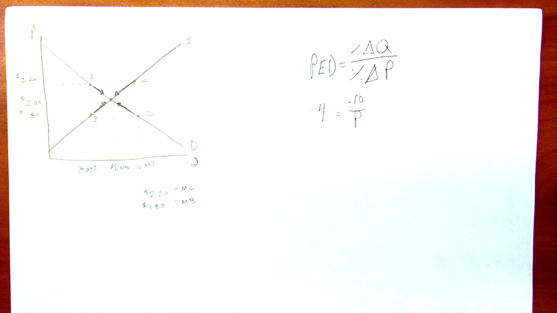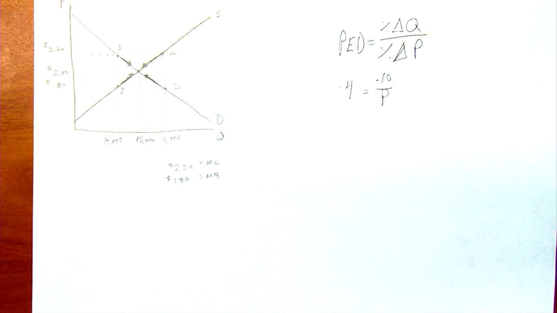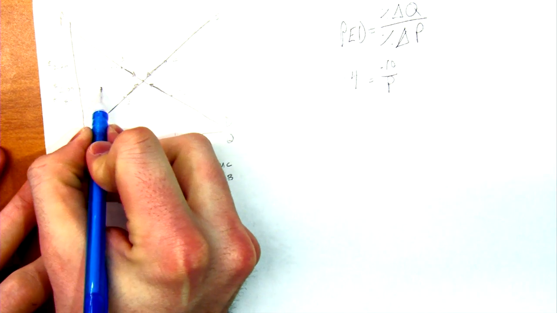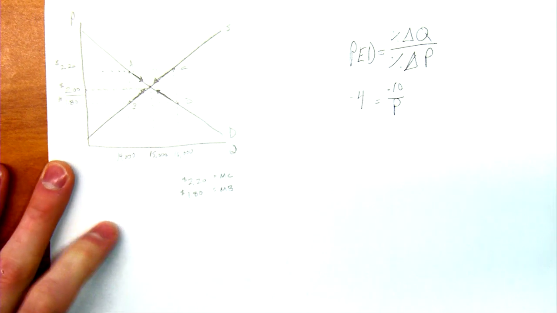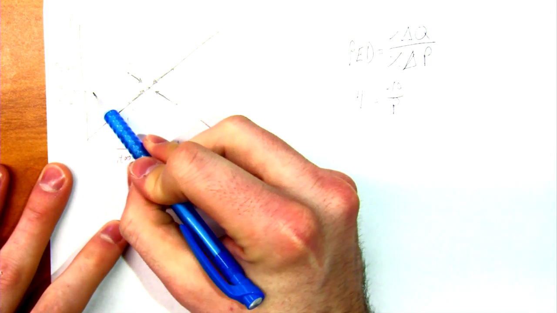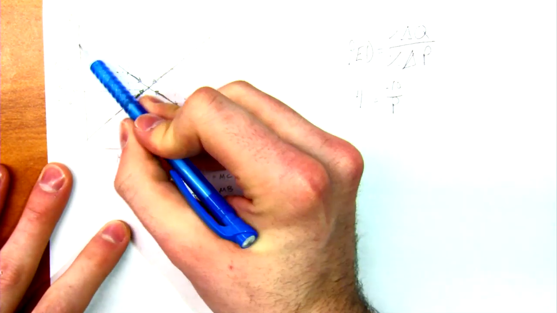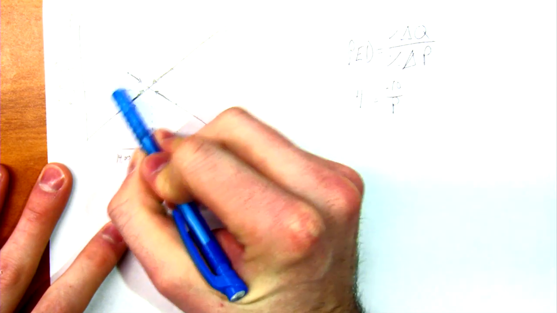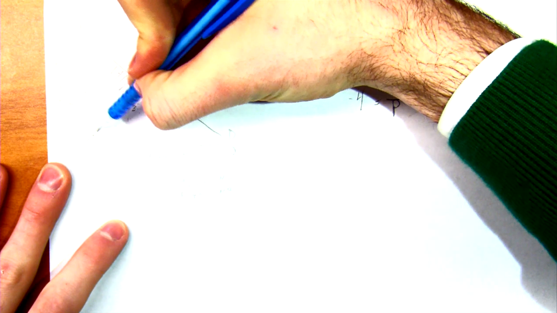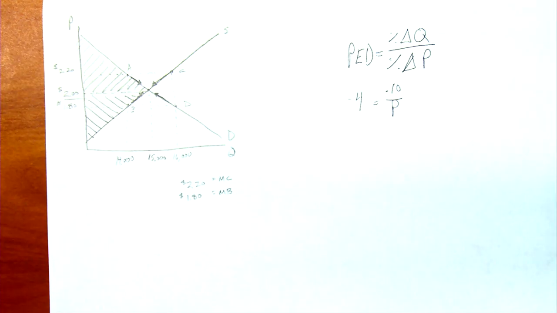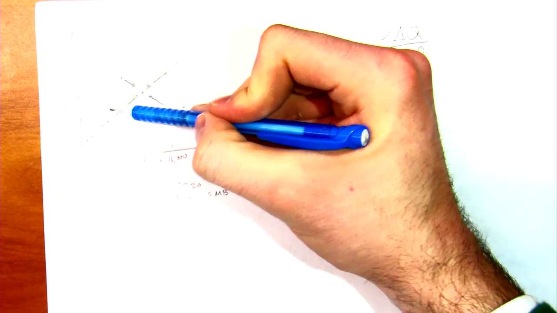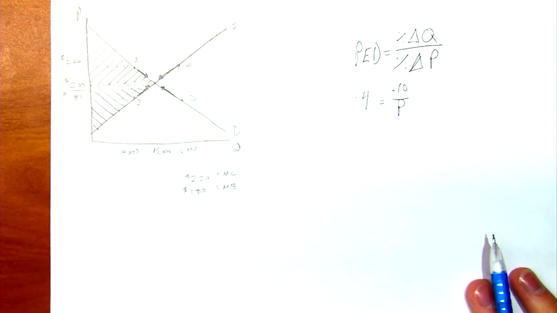So looking at this market right here, we'll just use this supply and demand. At the $2 price right here, the consumer surplus is going to be above that right here. And then the producer surplus is going to be below that. So right there, your total economic surplus is just going to be the sum of these two areas.